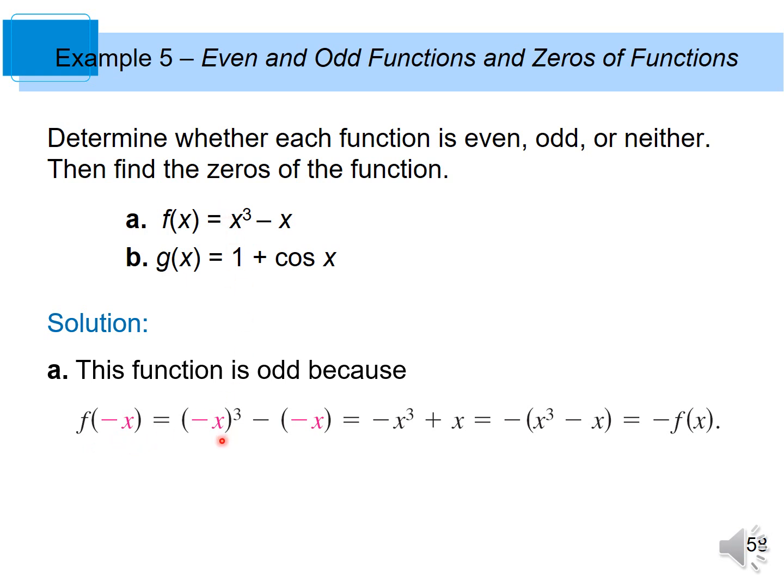So here, the x becomes negative x, and the x becomes negative x. We simplify negative x cubed: we expand the cube, and the negative will become positive. From this expression, you can factorize the negative, where x cubed minus x is the original function, so it can be written as negative f(x). So we have f(negative x) equal to negative f(x). So the function is an odd function.